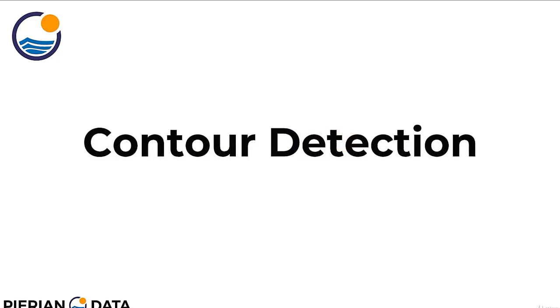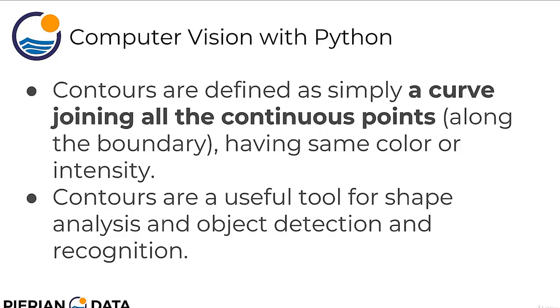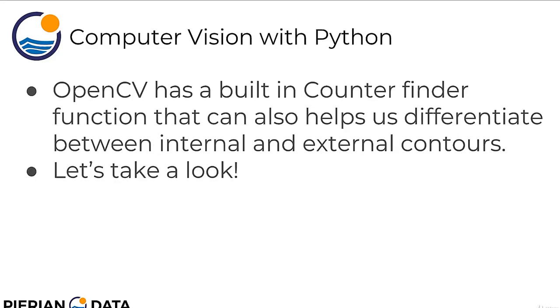Welcome back. In this lecture, we're going to discuss contour detection. Contours are defined as simply a curve joining all the continuous points along the boundary having the same color or same intensity. Contours are a very useful tool for shape analysis and object detection and recognition. OpenCV has a built-in contour finder function that can also help us differentiate between internal and external contours. It has a lot of functionality packed into just a simple function call. Let's go ahead and take a look.